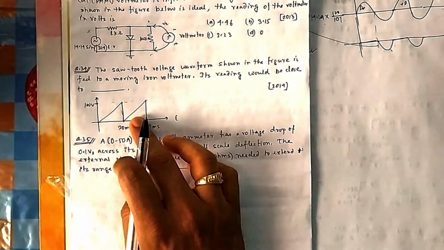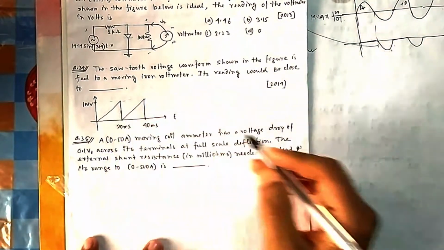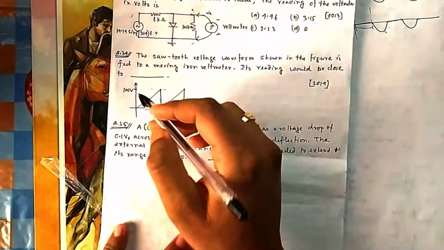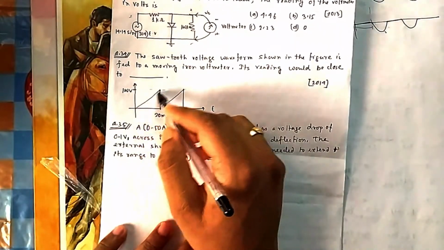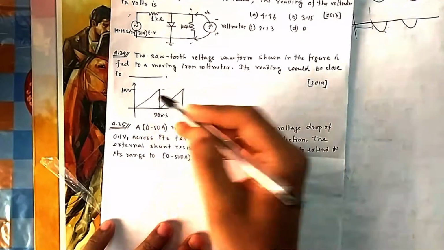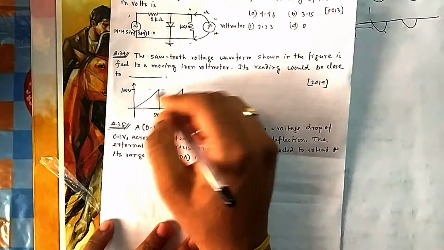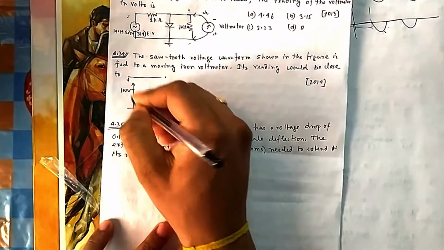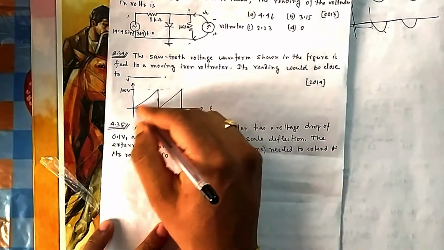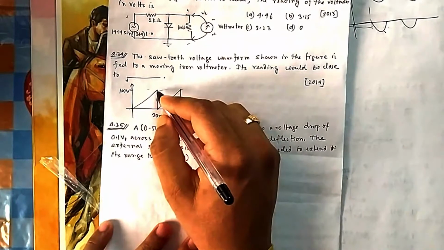Now, how to calculate the RMS value? You cannot take the average or area here, because first you have to square it. Once you square it, it will not remain the same area. So you have to write the equation of this function. Suppose this is T, this is the voltage axis. So what is this line? This is y equal to mx. So you have to write the equation of this line.